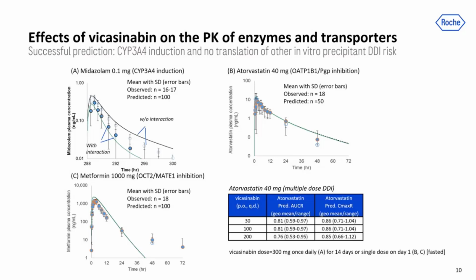As a side note, we also simulated the impact of the multiple dosing DDI of atorvastatin and Vicasinabin. You can see the table at the bottom on the right-hand side. The AUC ratio of atorvastatin is a little reduced, and the AUCR is below 1. This means the 3A4 induction effect of Vicasinabin and the impact on the atorvastatin PK is well captured, because atorvastatin is also a substrate of CYP3A4 beyond OATP. However, we don't have this clinical data, so we cannot confirm that. But this tells us the Vicasinabin CYP3A4 induction effect is surely modeled in the right way.